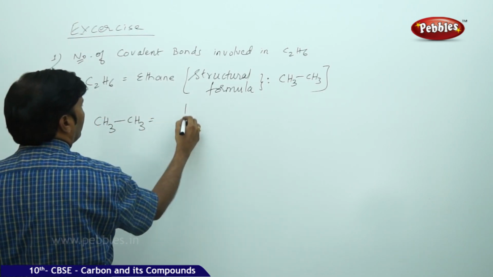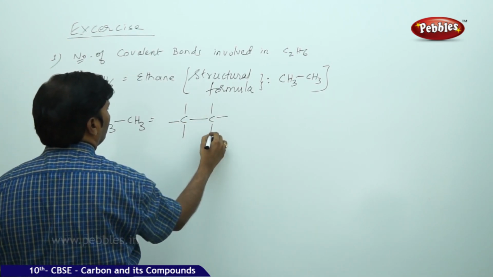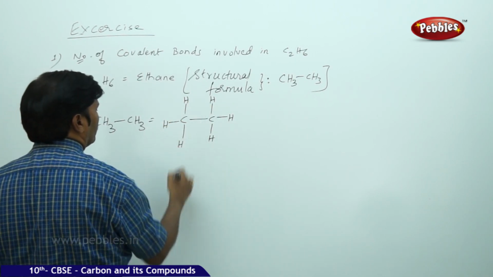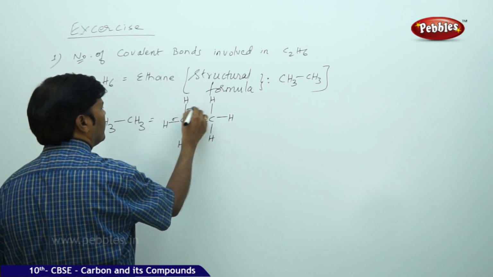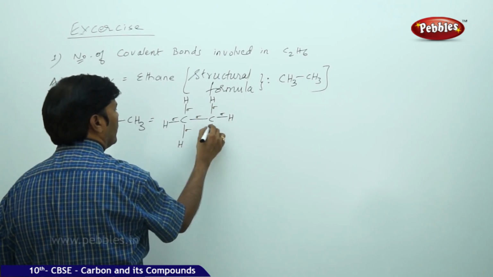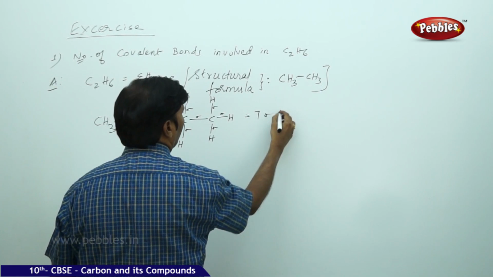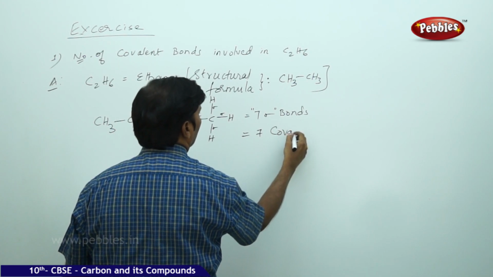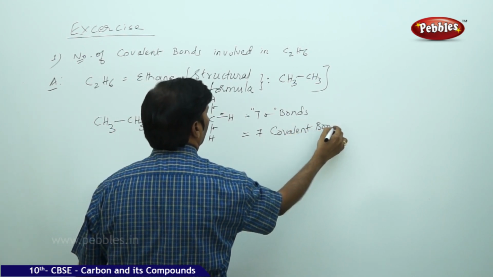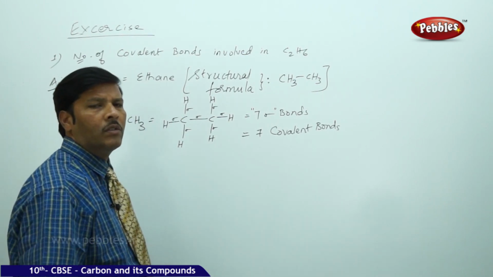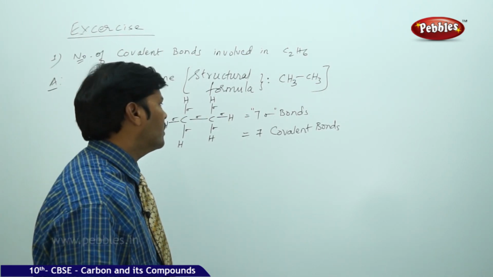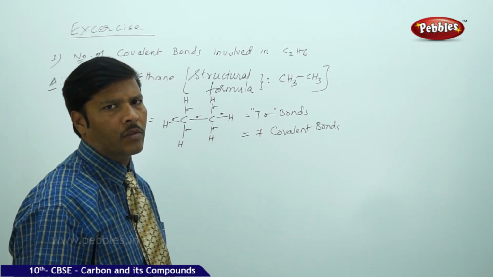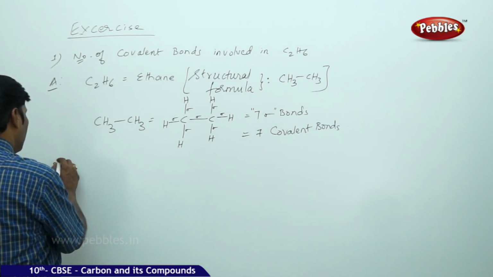We can write it in the expanded form, carbon single bond hydrogen, carbon single bond hydrogen, three single bonds of hydrogen on each carbon. So you can count the number of sigma bonds: sigma, sigma, sigma, sigma, sigma, sigma and sigma. So in total you have 7 sigma bonds, also 7 covalent bonds. Because of equal sharing of electrons, a sigma bond is formed. A sigma bond is nothing but a covalent bond. Because we got 7 sigma bonds, we have 7 covalent bonds. So that is the first question. Now go for the second question.